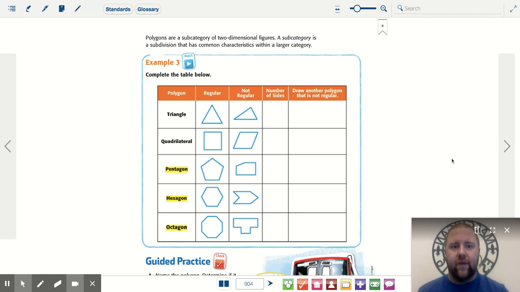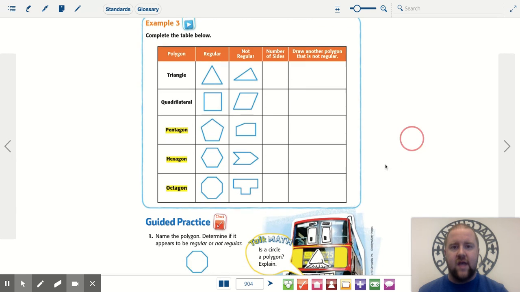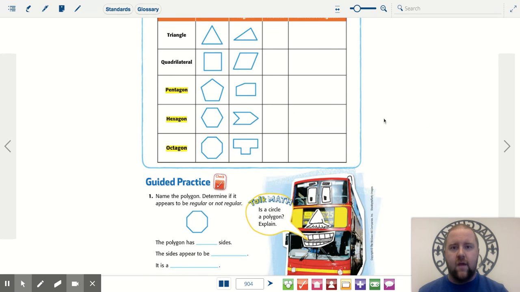All right. But those are the biggest things that we're learning about today with the polygons, which, like I said, were regular and irregular, or not regular, and then trying to figure out which one is regular and which one is not. Okay. Hopefully this helps you with your activities today.